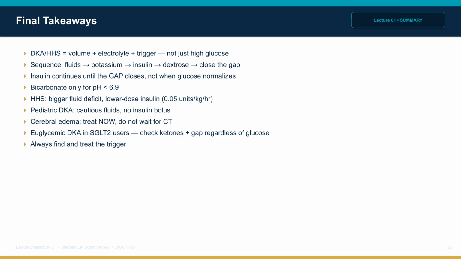Here are the key takeaways. DKA and HHS are volume, electrolyte, and trigger problems, not just glucose problems. The ED sequence is fluids first, then potassium, then insulin with dextrose added when glucose drops below 200. Insulin continues until the anion gap closes, not until the glucose normalizes. Bicarbonate is rarely indicated. HHS requires more fluid and lower dose insulin. Pediatric DKA is conservative because of cerebral edema risk. Euglycemic DKA in SGLT2 inhibitor users is real, it's not a unicorn, and can be missed if you anchor only on the glucose. Always find and treat the trigger.